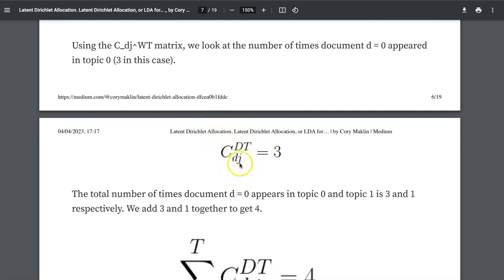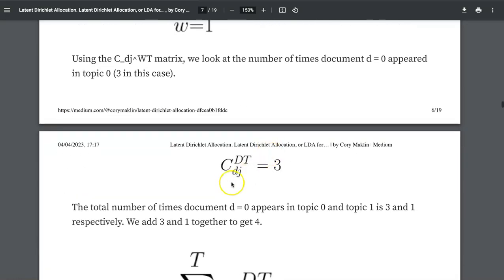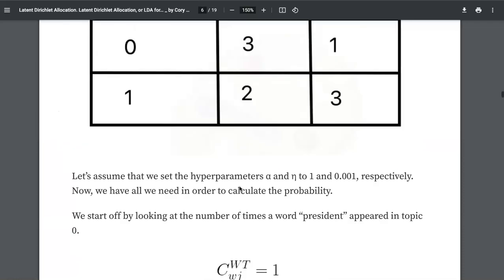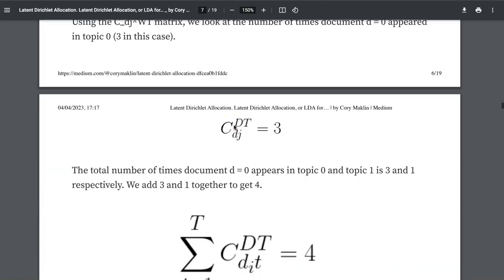In the document topic matrix, what you want to see is, for document 1, you want to predict the class probability of topic class 0, as we are doing it for topic class 0. So D and J: the document is document 1 and J is topic class 0. Let's see the count. For document 0, topic class 0, the count is 3. Okay, so that is the thing.